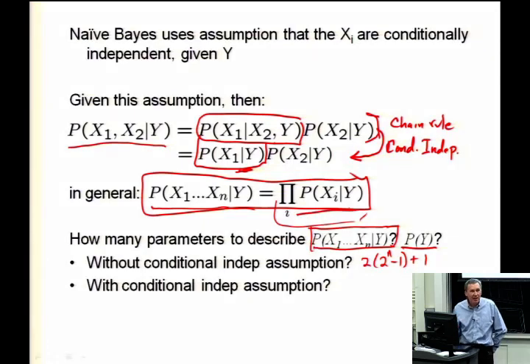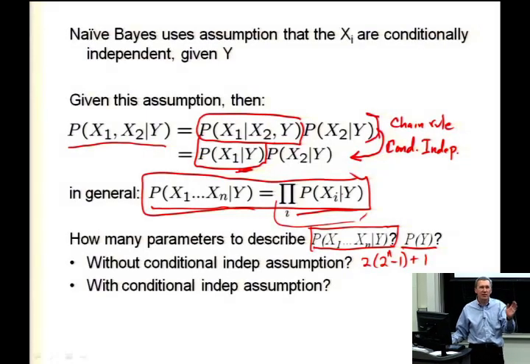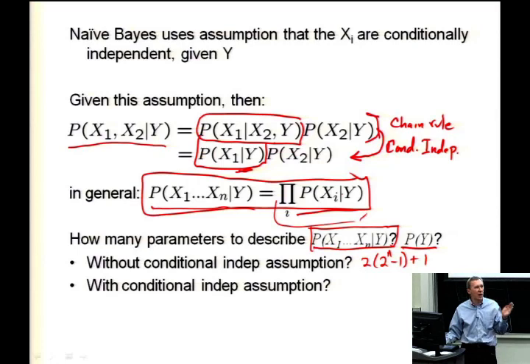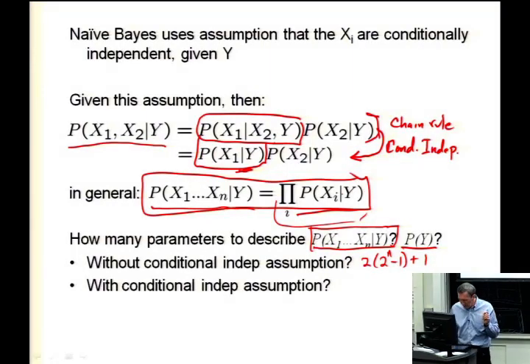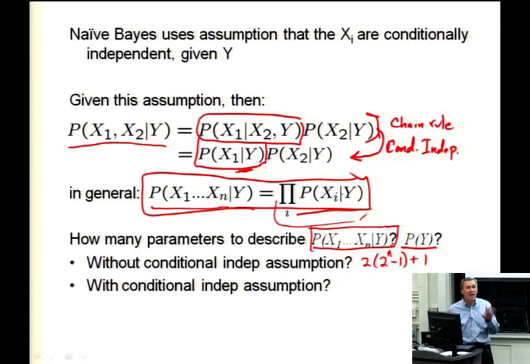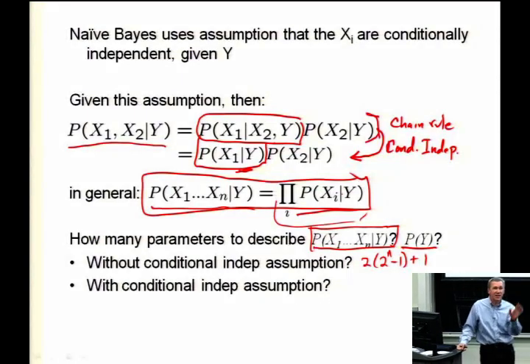Now, how many parameters do we need for just one of these p of xi given y's? Let's take one random variable, x sub 1. It's Boolean. How many parameters do we need to know to estimate p of x given y? Okay, I'm hearing so I think the answer, let's work it out.